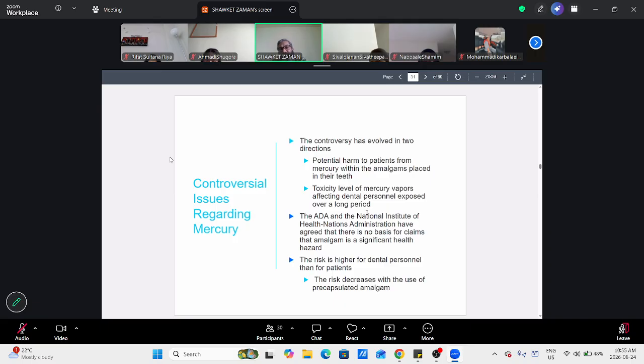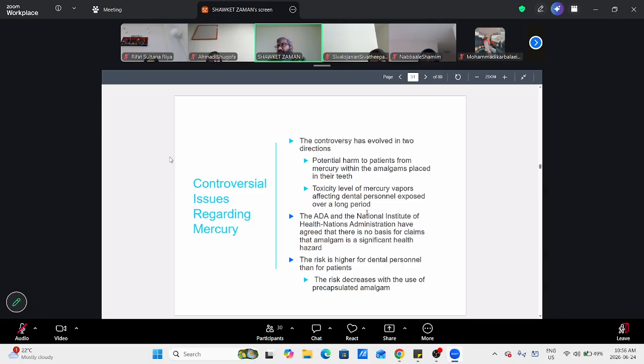But we don't see anything like that. According to the ADA, the American Dental Association, and the National Institutes of Health, they have agreed that there is no basis for claims that amalgam is causing a significant hazard for patients as well as the dental team members. The risk is higher for the dental professional than for the patients.